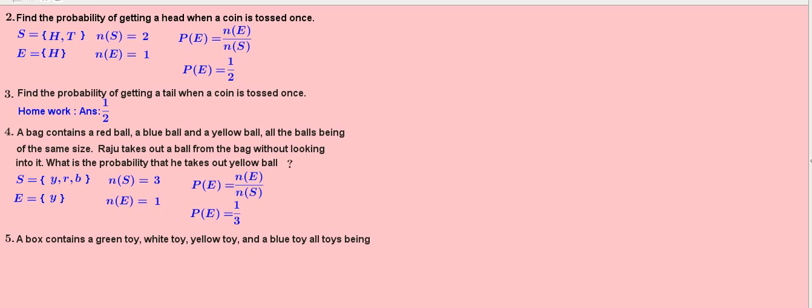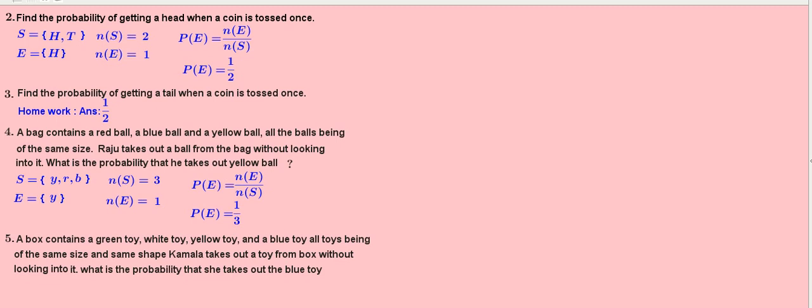Problem 5. A box contains a green toy, a white toy, a yellow toy and a blue toy. All toys being of the same size and same shape. Kamala takes out a toy from the box without looking into it. What is the probability that she takes out the blue toy? Here sample space S equal to {G, W, Y, B}. So n(S) equal to 4.